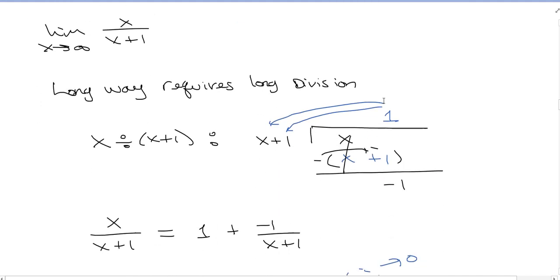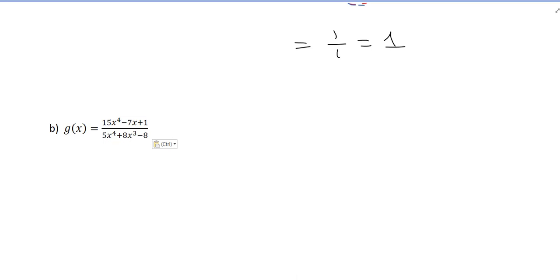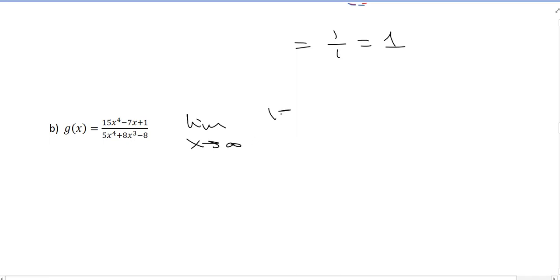So, for example, in this one, I don't really want to do long division on a 4th degree polynomial, but you can try it just to practice your long division. So what we're going to do is I'm going to say, what is the limit as x goes to infinity of 15x to the 4th minus 7x plus 1 over 5x to the 4th plus 8x cubed minus 8.